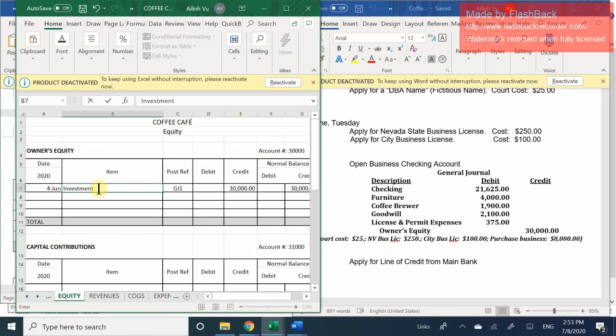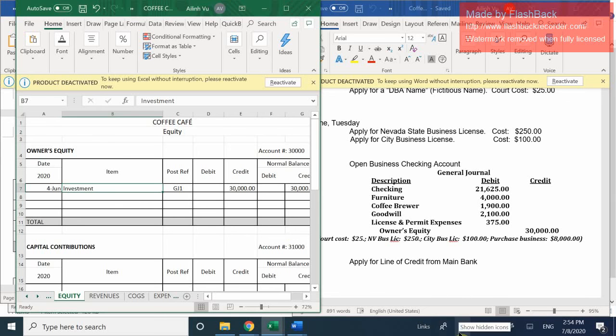The whole purpose of your equity is the value of your company. If you want to put investment, you can. It's up to you. I left it blank, but I just put investment right there, just so that I can indicate, well, this is what I invested. I invested $30,000 into my company. Okay. All right.